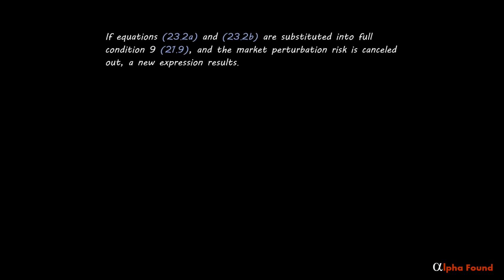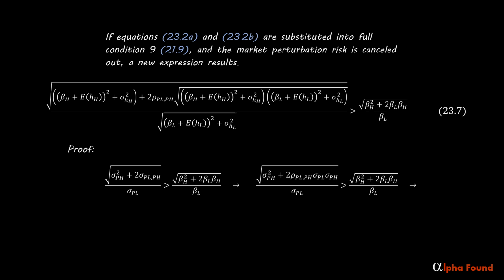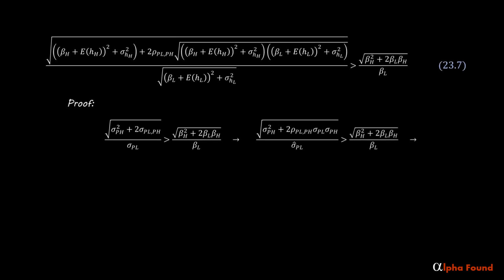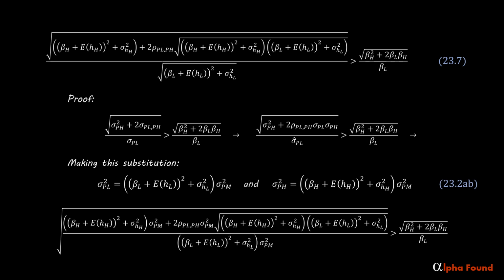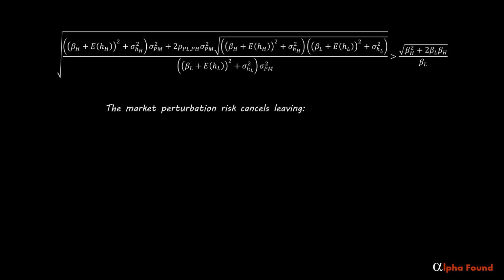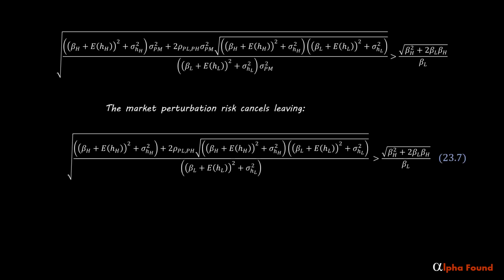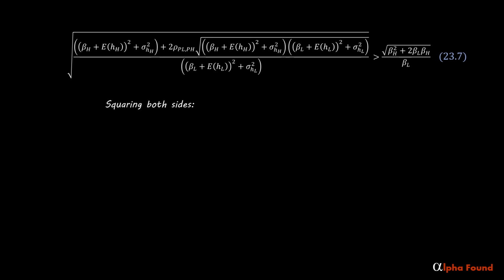If equations 23.2a and 23.2b are substituted into full condition 9 and the market perturbation risk is cancelled out, a new expression results. What a mess! Here is the proof. Making this substitution, the market perturbation risk cancels, leaving squaring both sides.